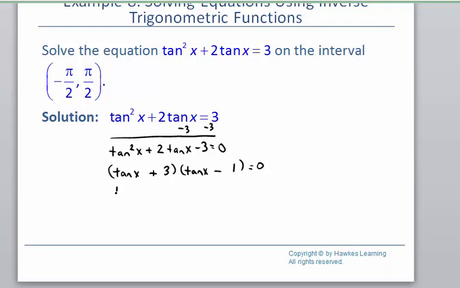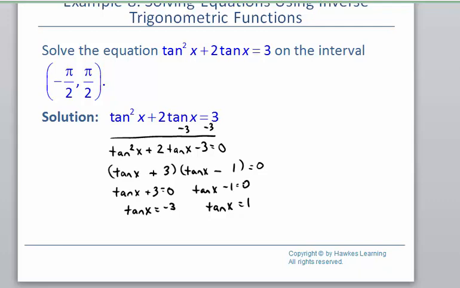So once we have it factored, we're going to set each of our terms equal to 0 and solve for our trig function. So we have one function that is going to be tangent x is equal to negative 3, subtracting 3 from both sides. And our other function will be tangent x is equal to 1, found by adding 1 to both sides of the expression.